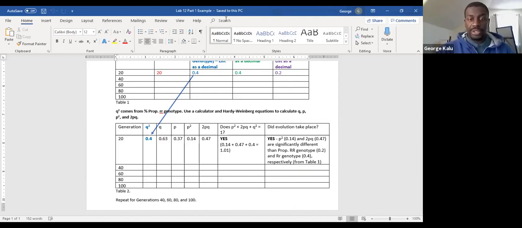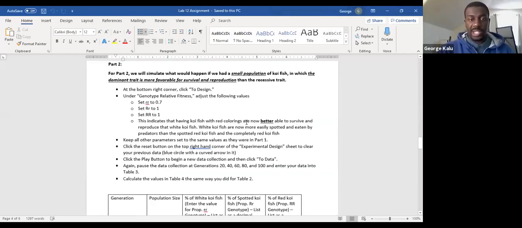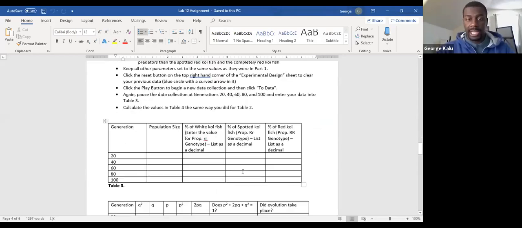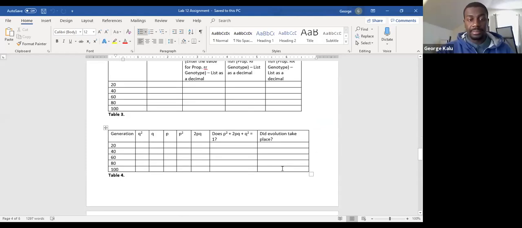Part two, okay, you're going to switch it up. In part two, we're going to again be working with a small population, but instead the dominant phenotype is going to be better able to survive. Again, you're going to write in what you find here, list what you get for your Hardy-Weinberg numbers, and then determine if evolution took place.